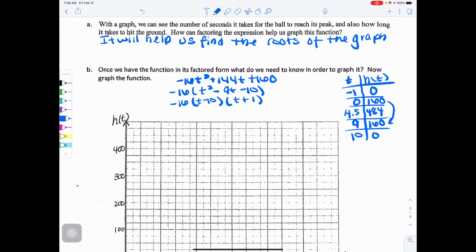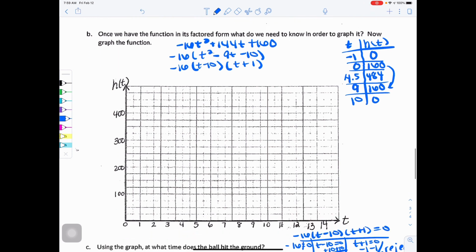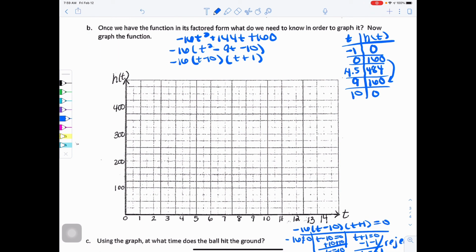So now I want to take and create this graph. So we've got t and h of t. We know that our first point is going to be negative 1, 0, but we don't really need to plot that because it's not a part of this problem. We're only concerned with positives. It just helped us get the symmetry of the table. Then we have 0, 160. So each of these blocks is worth 25. So you want to be just a little bit above 150.